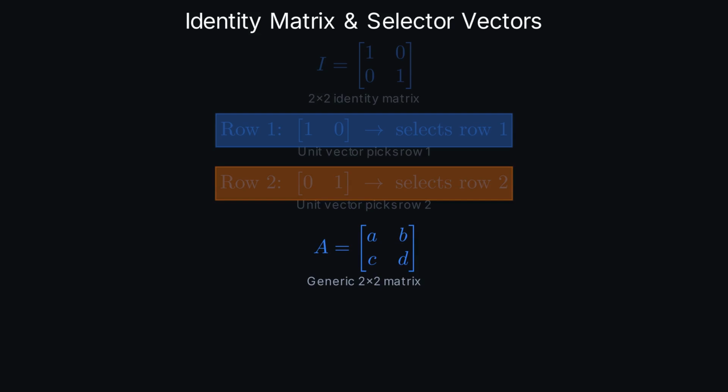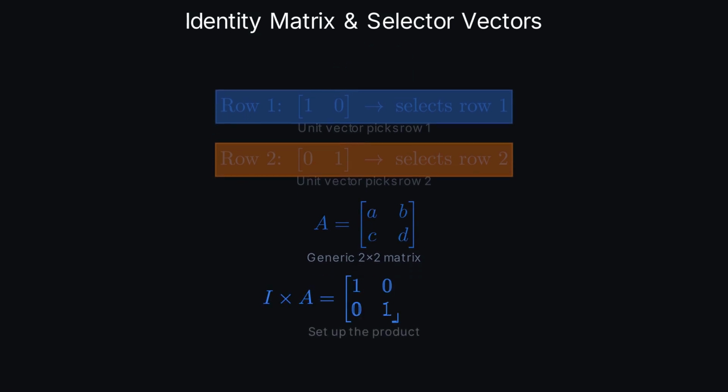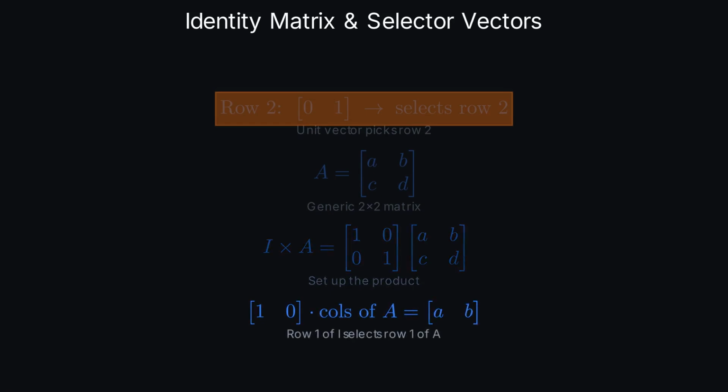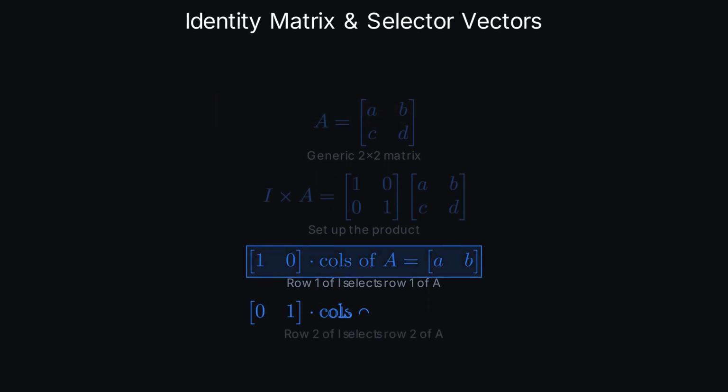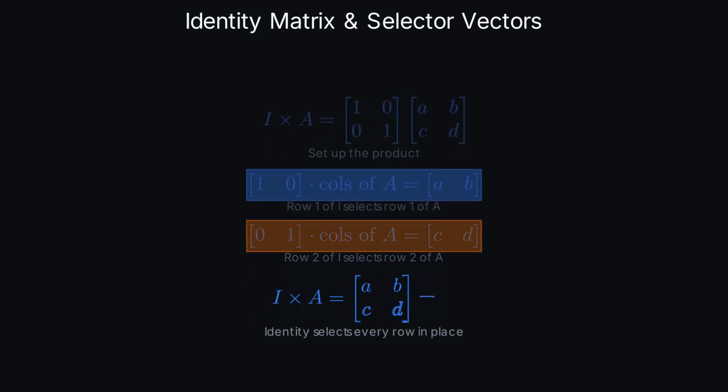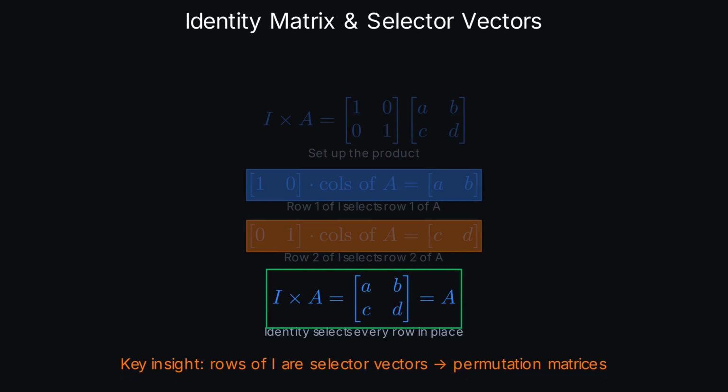Let's see this in action. Take a generic matrix A with entries A, B, C, D. When we compute I times A, row 1 of I, which is 1, 0, dotted with each column of A gives us A, B, exactly row 1 of A. Row 2 of I, which is 0, 1, dotted with each column of A gives us C, D, exactly row 2 of A. So I times A equals A. The identity selects every row in its original position. This selection idea is the key to building permutation matrices.